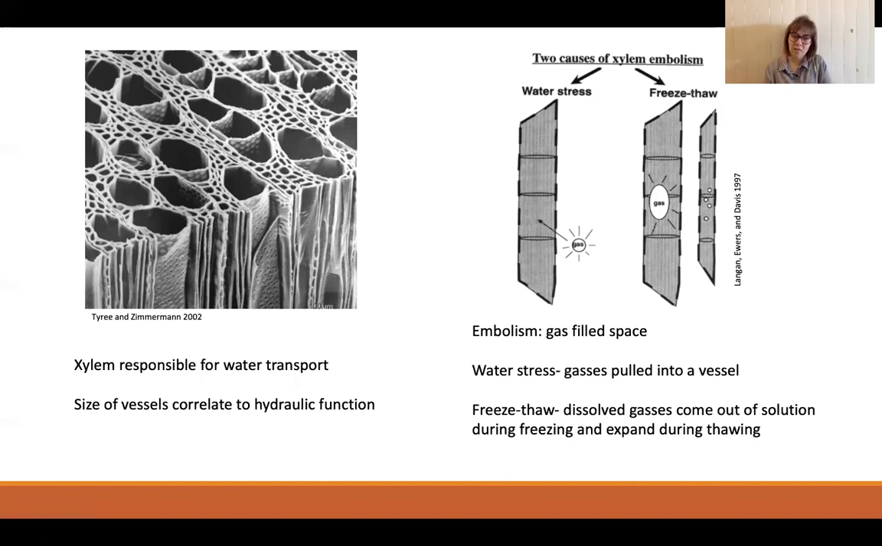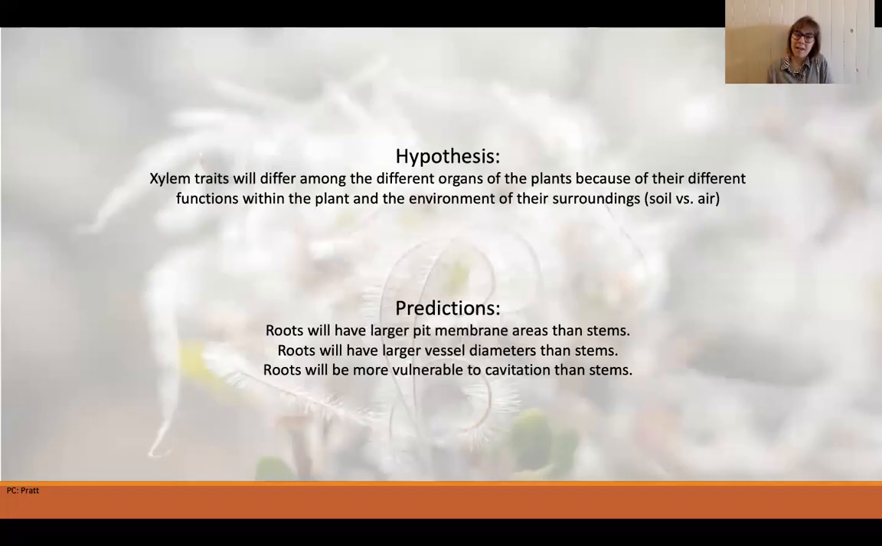The size of vessels correlates to hydraulic function. Larger vessels are more efficient at moving larger quantities of water, but they are more vulnerable to these emboli occurring, while smaller vessels are safer from these emboli, but they're not as efficient at moving as much water. With that, I hypothesized that xylem traits will differ among the different organs of the plants because of their different functions and their different surroundings, the soil versus the air.